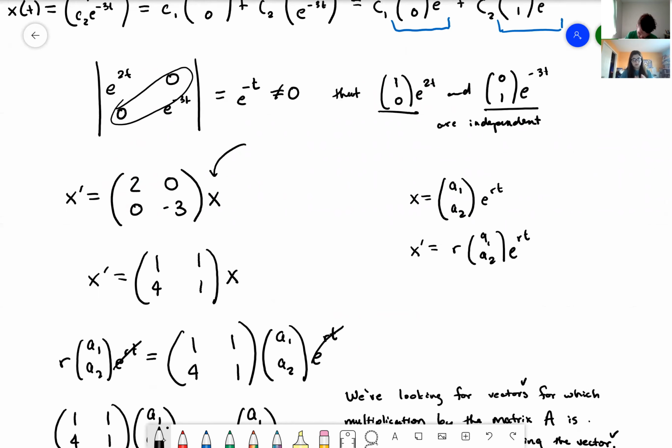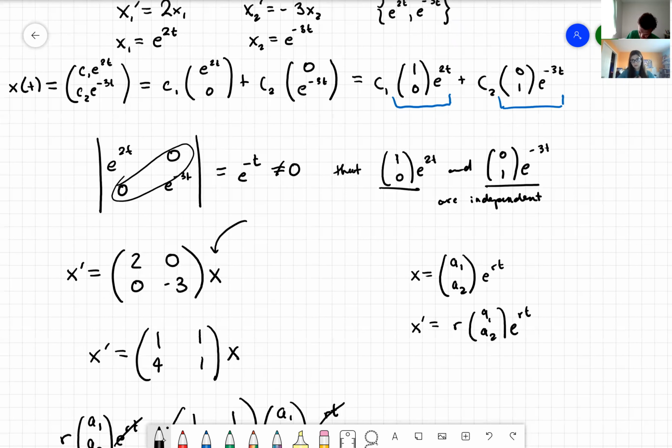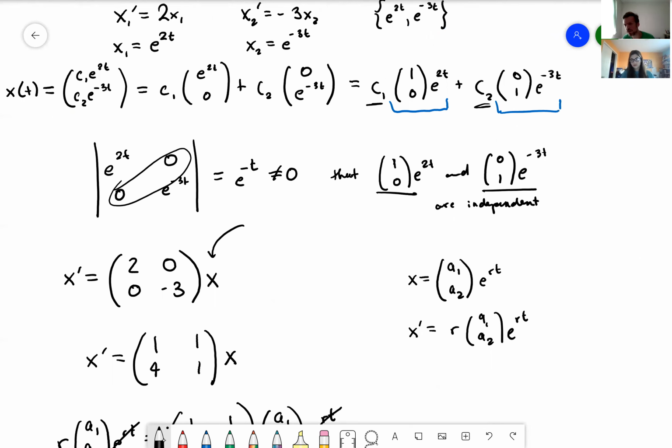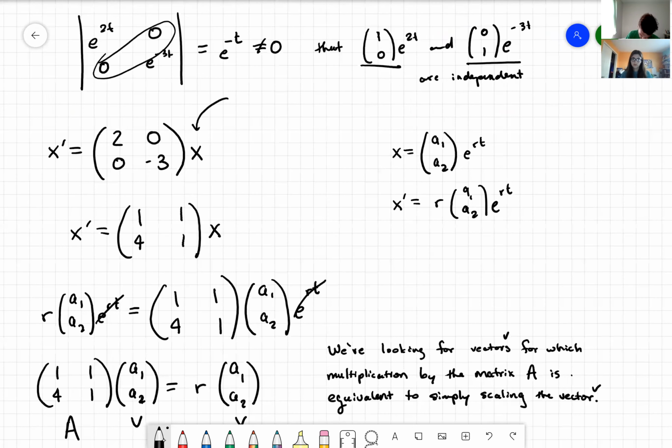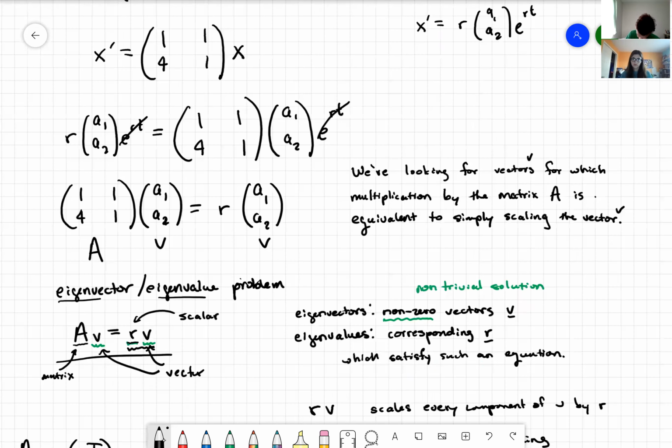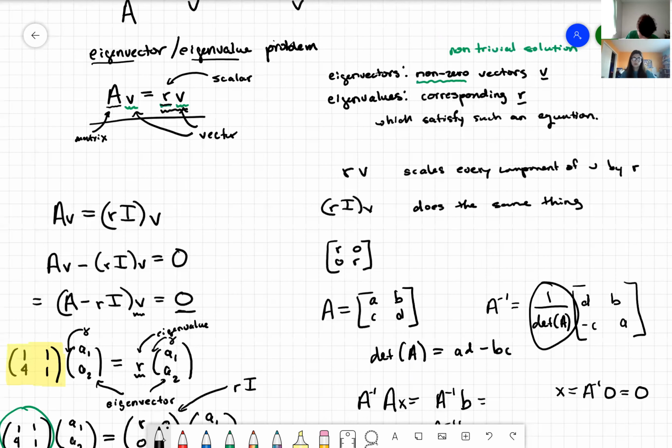Oh, here we go. We're going to have an arbitrary constant multiplied by both of these solutions anyway. So it doesn't matter that we just pick our constant arbitrarily, because it's going to be multiplied by a constant in our general solution anyway.